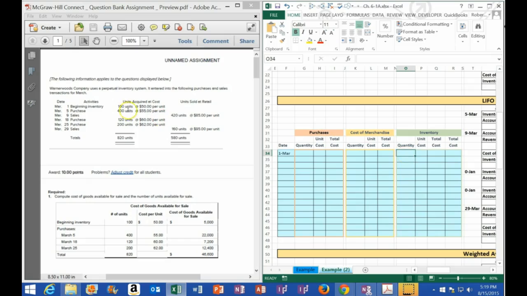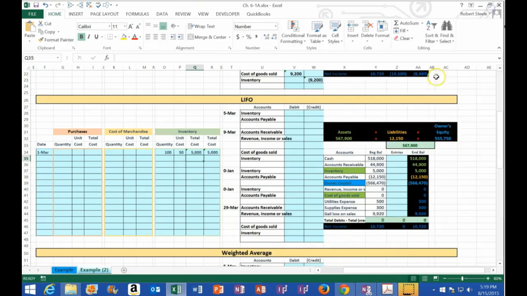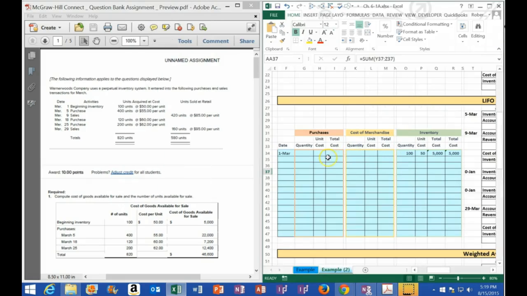We're going to say that the beginning balance is still that 100 units. They still cost $50. So we're starting off in the same area, equals the 100 times the 50. So I'm just pointing to those cells, O34 times P34, enter. And then I'm just going to pull that over to the last column as well. That's the only thing we have at this time. I'm going to make this large and point out that that number here is now what is on our trial balance for inventory. So that's our beginning point, and it is the same.